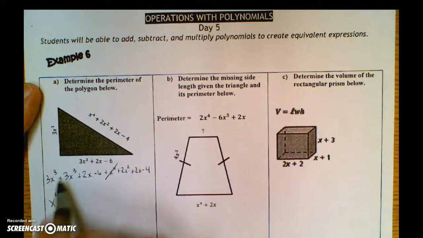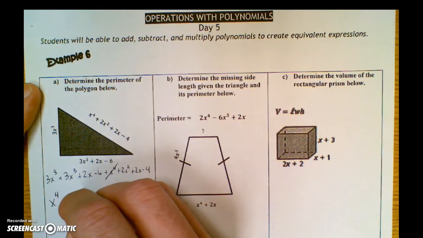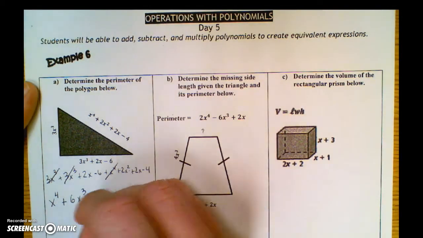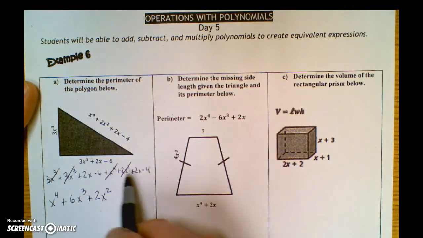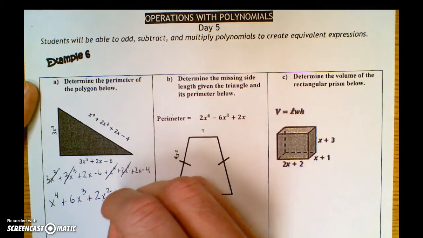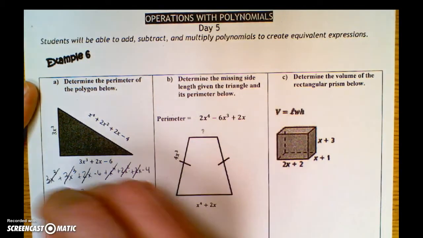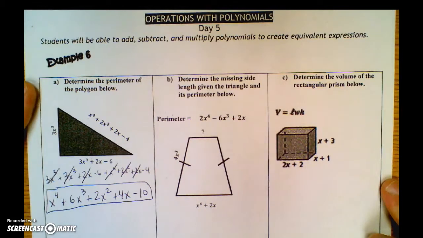Then I look at my x to the thirds, I get 2 of them, so that's 6x to the third. Looking at my x squared, there's only 1, so it's all by itself, 2x squared. I have 2x plus 2x, which is 4x. And negative 6 minus 4 is negative 10. So there's the perimeter of that triangle, combining like terms with polynomials.